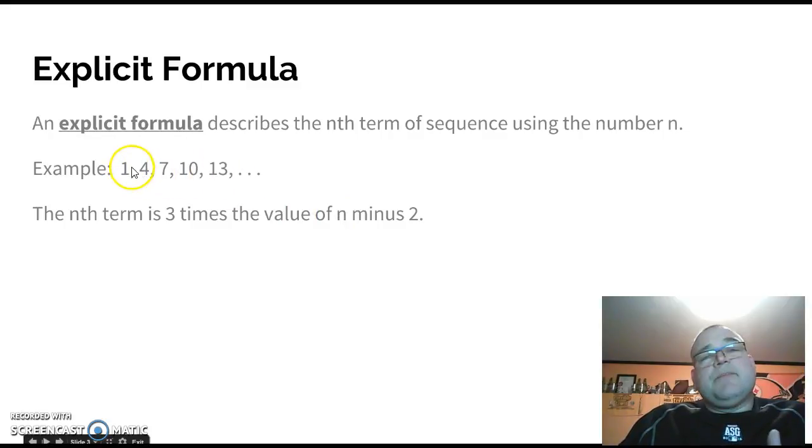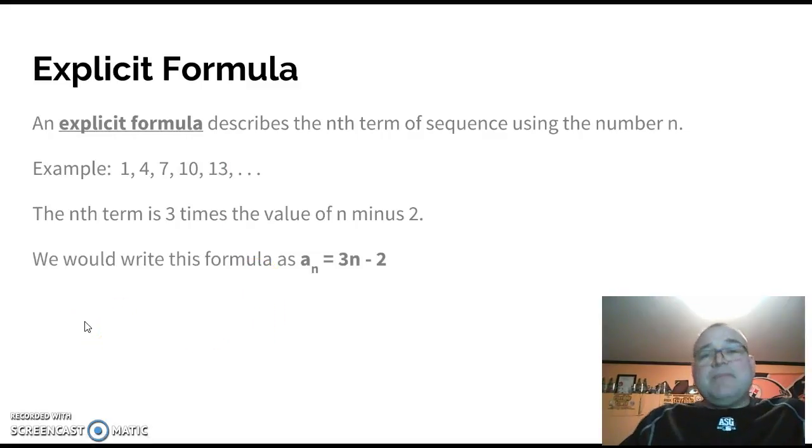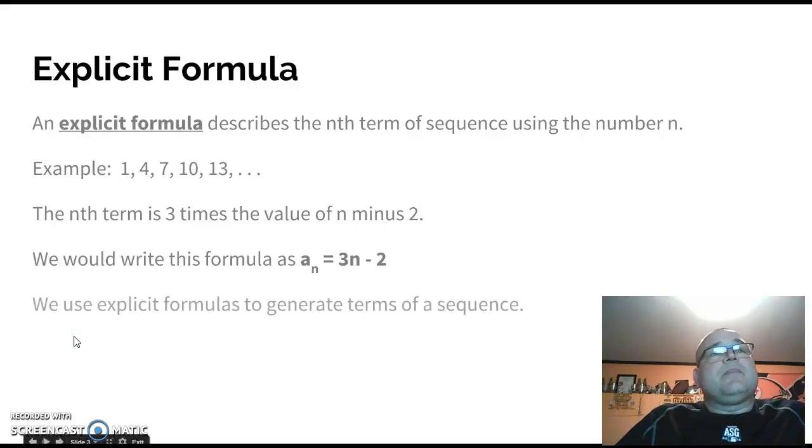So as you can see, if we let n be 2, it would be 3 times 2, 6, minus 2, 4. If we look for the fourth term, 3 times 4 is 12, minus 2, 10. We would write this formula as a sub n equals 3n minus 2. And then we can plug in whatever we want for n. We can plug in 5, we can plug in 10, we can plug in 6. We use explicit formulas to help us generate terms of a sequence.